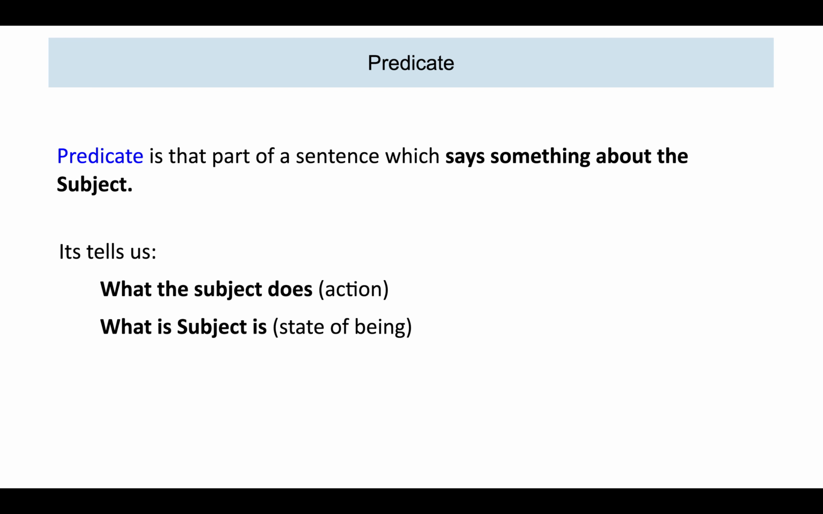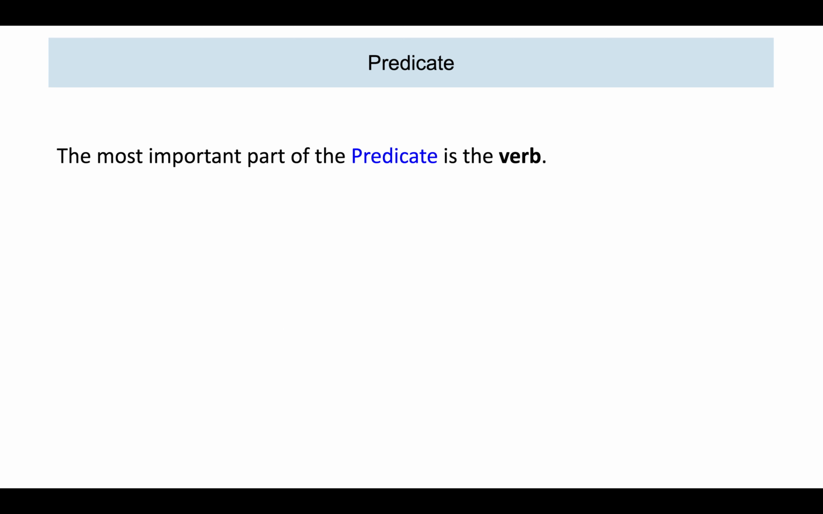So, what does it do? It tells us what the subject does. That means if there is any action in relation to the subject or the state of being. Now, the most important part of the predicate is the verb. Let's take an example. Tom is reading a book.